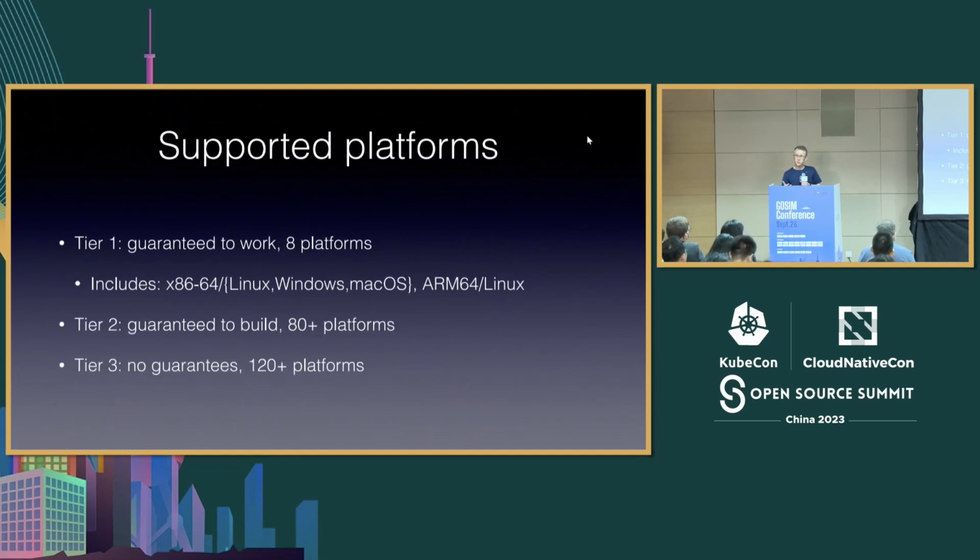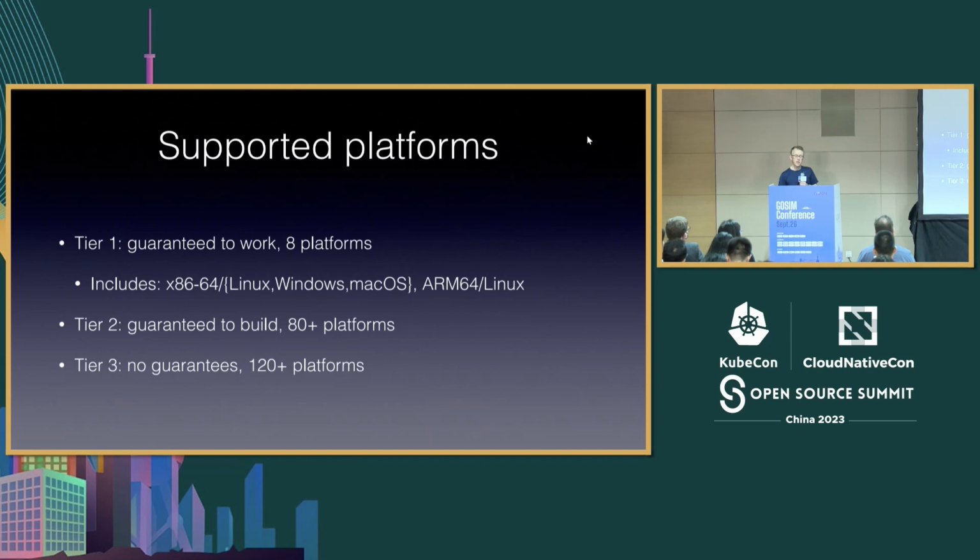There are a lot of platforms supported by Rust, and the platforms are grouped into 3 tiers. Tier 1 is the ones that are guaranteed to work, and so there are 8 platforms in Tier 1, and these include some of the big ones that you might expect: x86-64 on Linux, Windows and Mac OS, and also ARM64 on Linux.